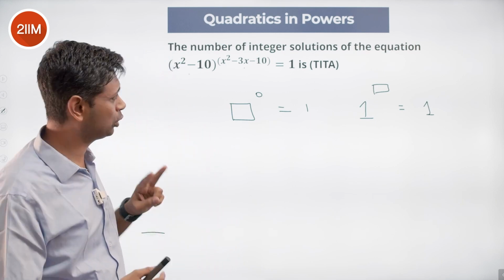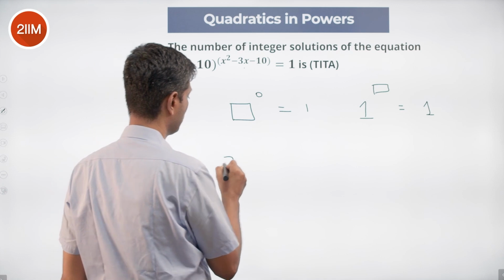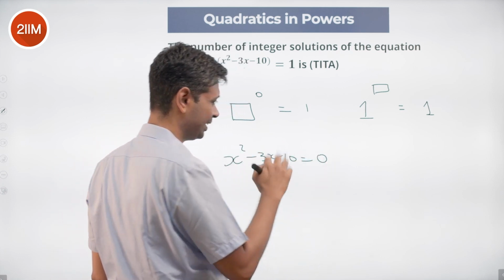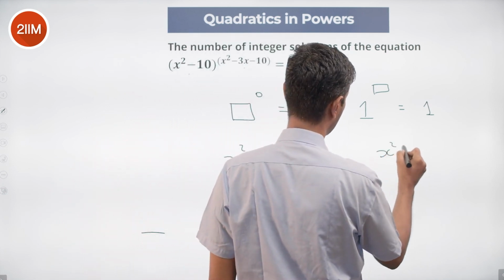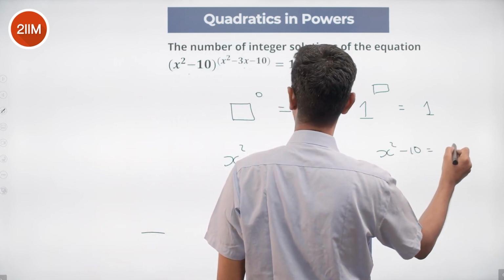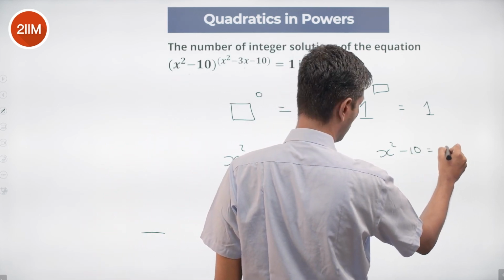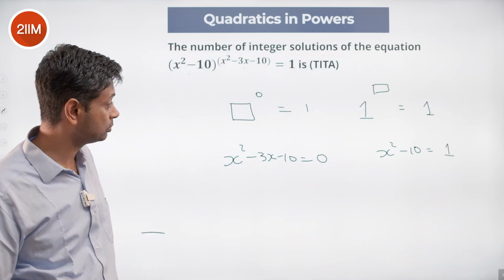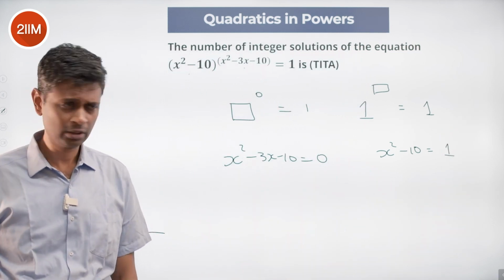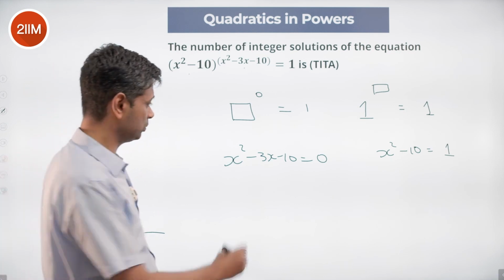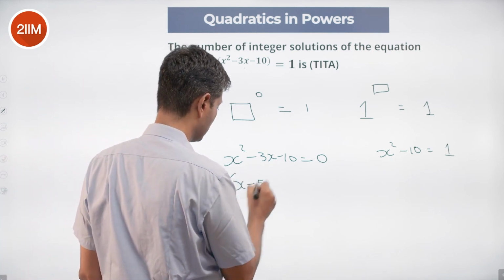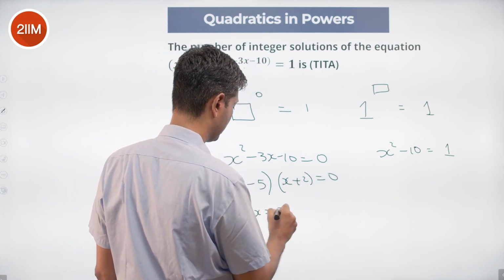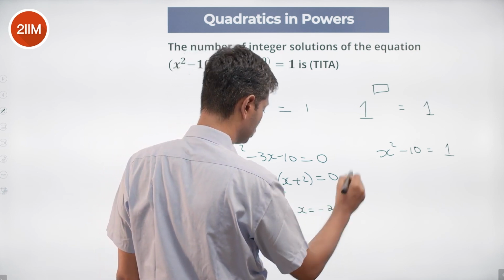So I'm going to solve 2 different equations. I'm going to say x square minus 3x minus 10 equal to 0, get the answers. I'm going to find x square minus 10 equal to 1 and get the answers, and then think about simplifying this. Nice. So x square minus 3x minus 10 is 0, or x minus 5 into x plus 2 equal to 0. x is 5 or x is minus 2.